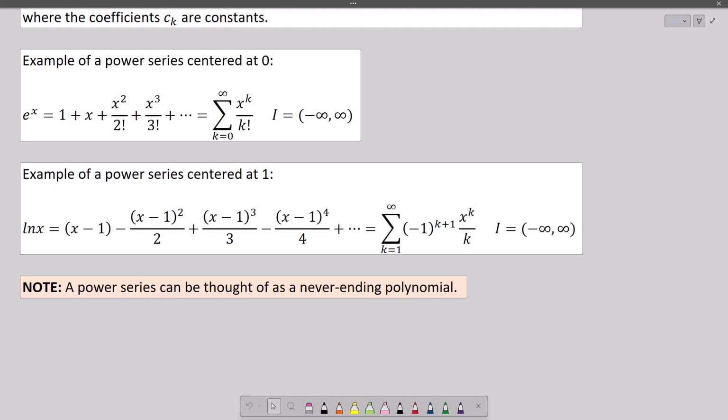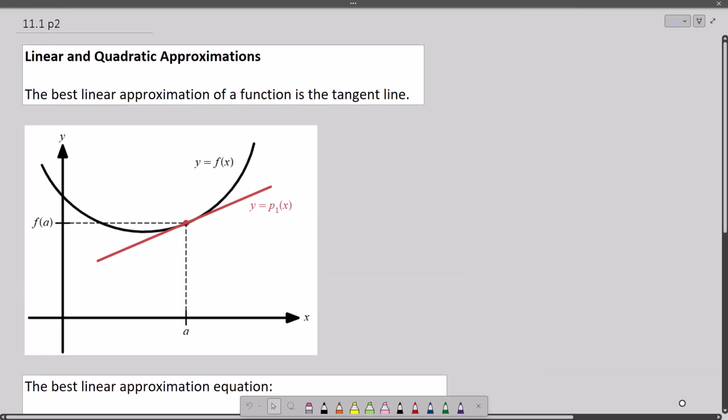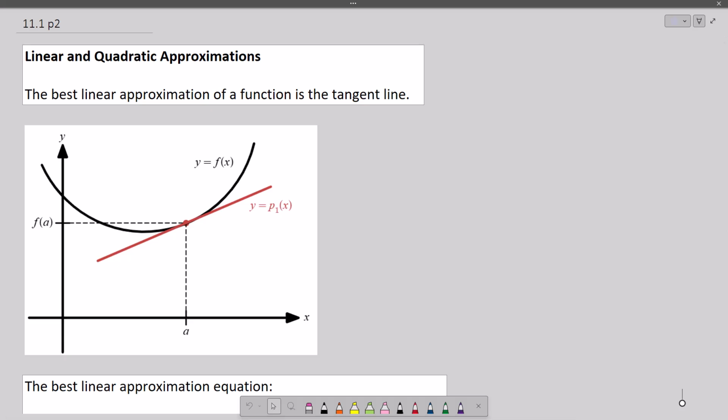Okay, so never-ending polynomials. Never-ending drama, never-ending fun. Let's go back to Calc 1. So in Calc 1, there's going to be another perspective to these infinite polynomials.